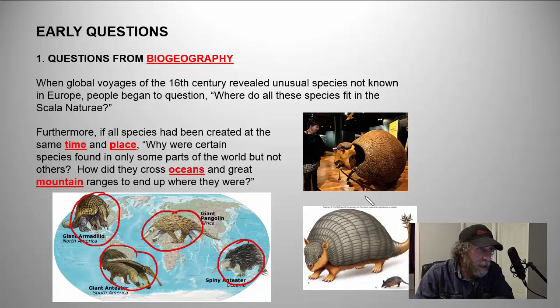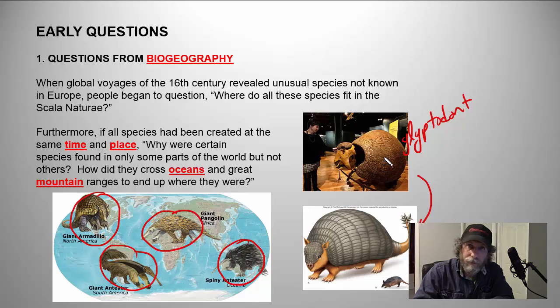Another interesting thing is this thing here. This is called the glyptodont. All right? And comparing this to the modern armadillo, this is extinct, doesn't exist anymore. This one does exist. They're very similar, but they have some differences. If they're so similar, why wouldn't they both be here today? Or why wouldn't this one be here today?